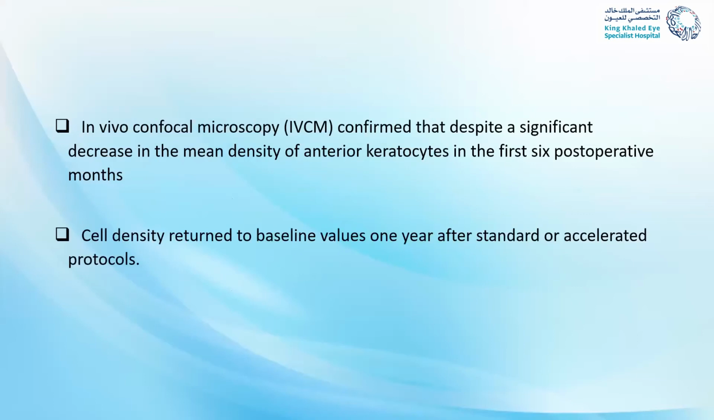Looking at the confocal microscopy, it was noticed that there is a significant decrease in the density. The confocal microscopy studies have shown a significant decrease of the anterior stromal keratocytes that continues to happen up to the first 6 months after the procedure. But by 1 year, this cell density usually starts to gradually come back to normal values. This is, of course, for any form of cross-linking, whether it's standard or accelerated.